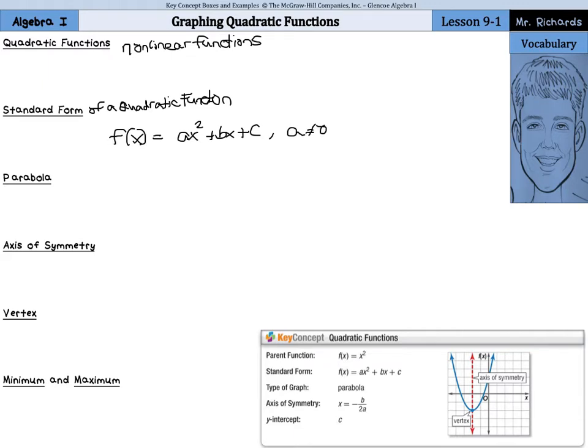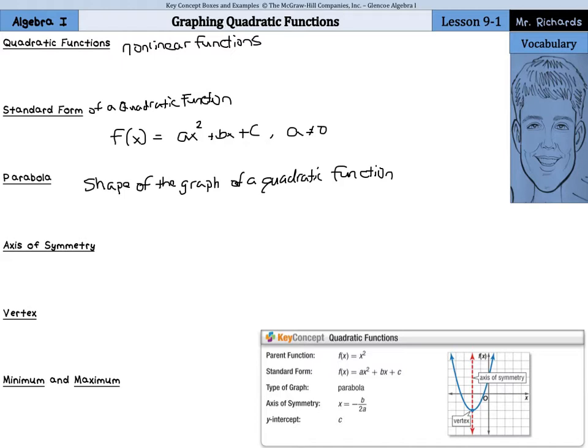Now, what is a parabola? Well, it's the shape of the graph of a quadratic function. And if you're looking for an example of a parabola, you have one down here in blue in our key concept box.